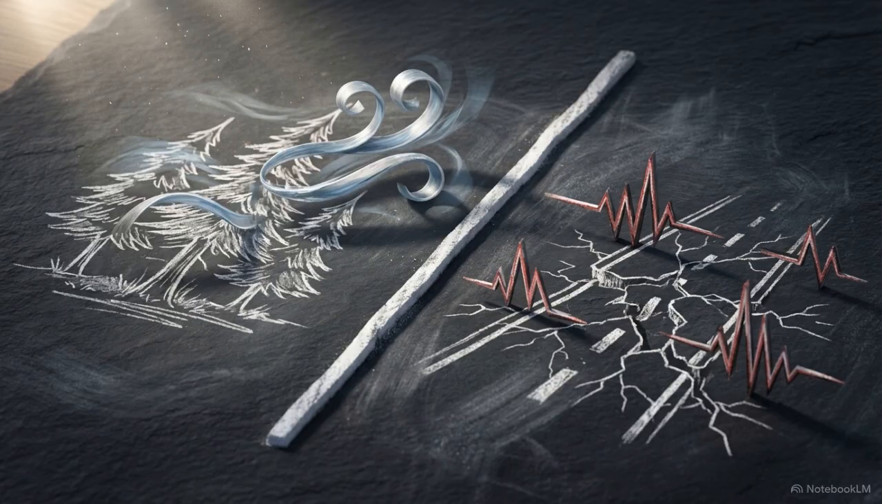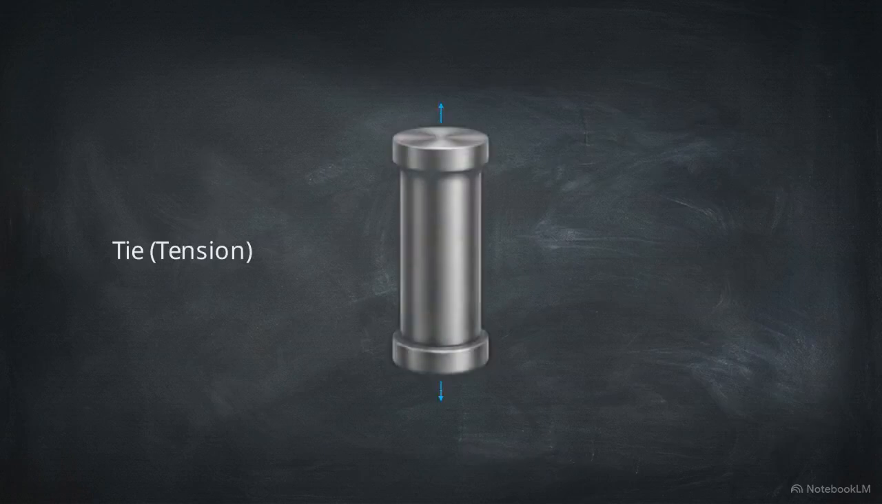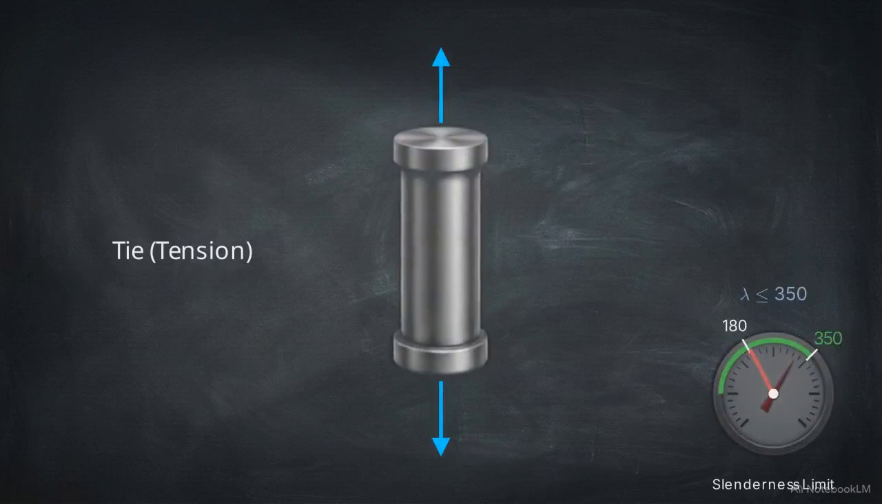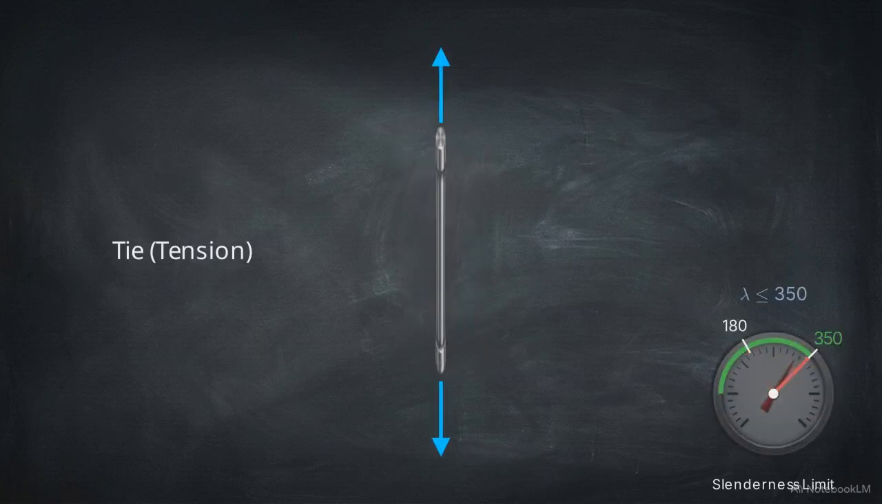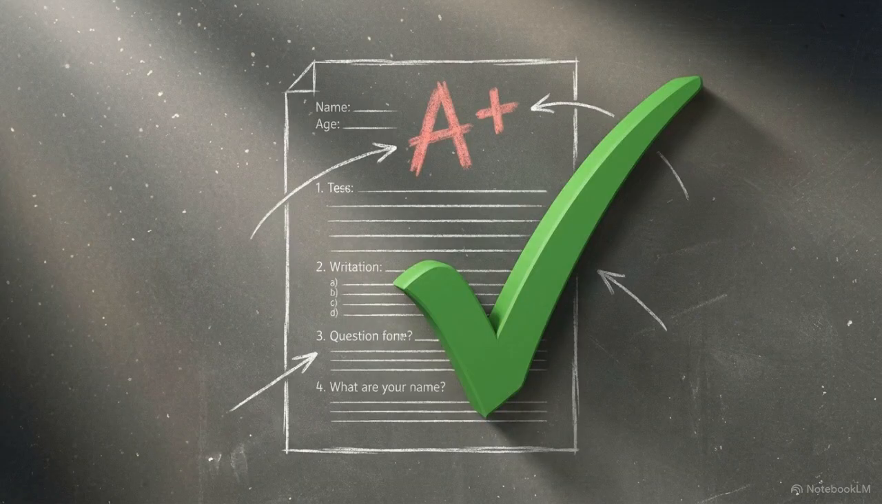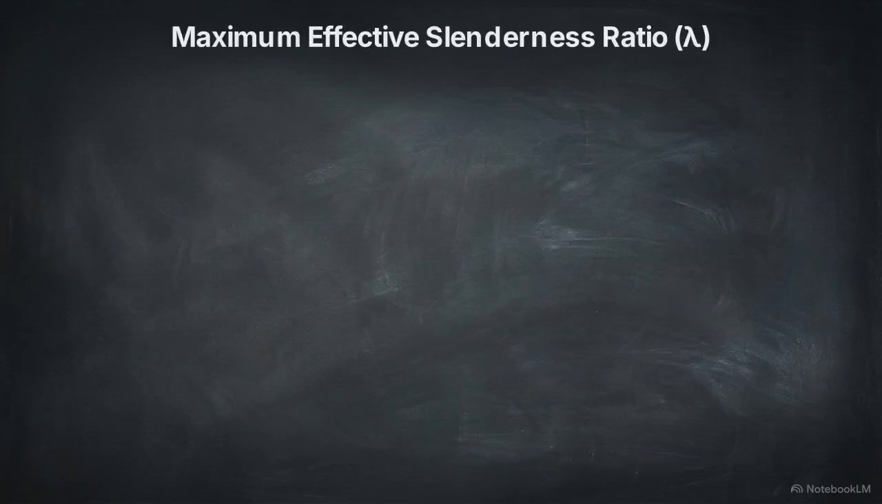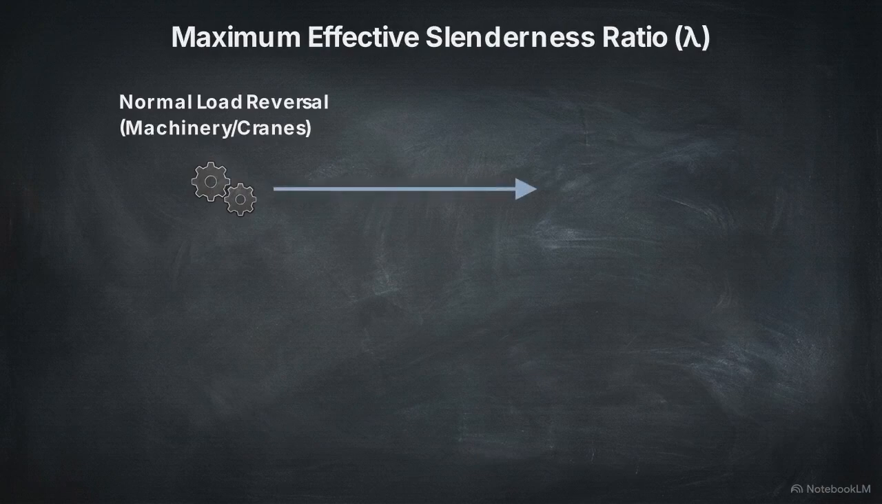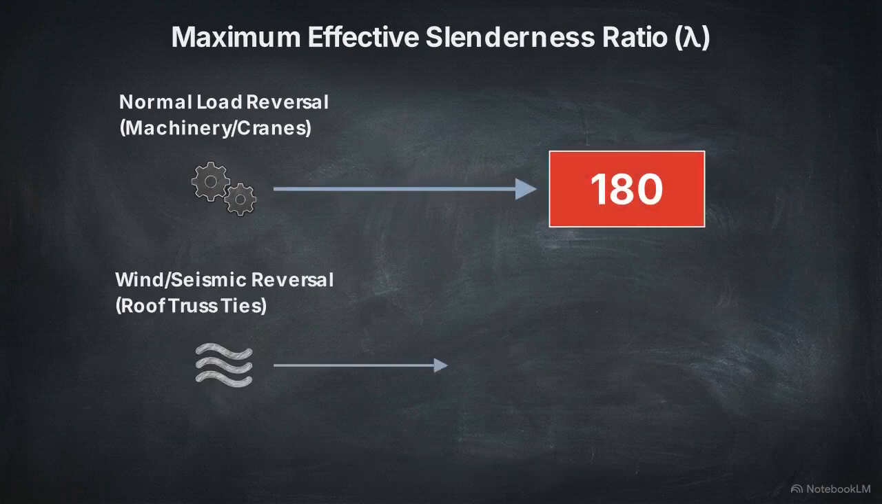The engineering logic makes perfect sense. A severe gust of wind or a seismic tremor is a transient, temporary event. Since the tie's everyday job is safely pulling in tension, the code allows it to be much more slender. This is the exact distinction that saves your score. A stress reversal from normal heavy machinery strictly limits you to 180, but a stress reversal from a temporary windstorm in a roof tie safely allows a 350 ratio.